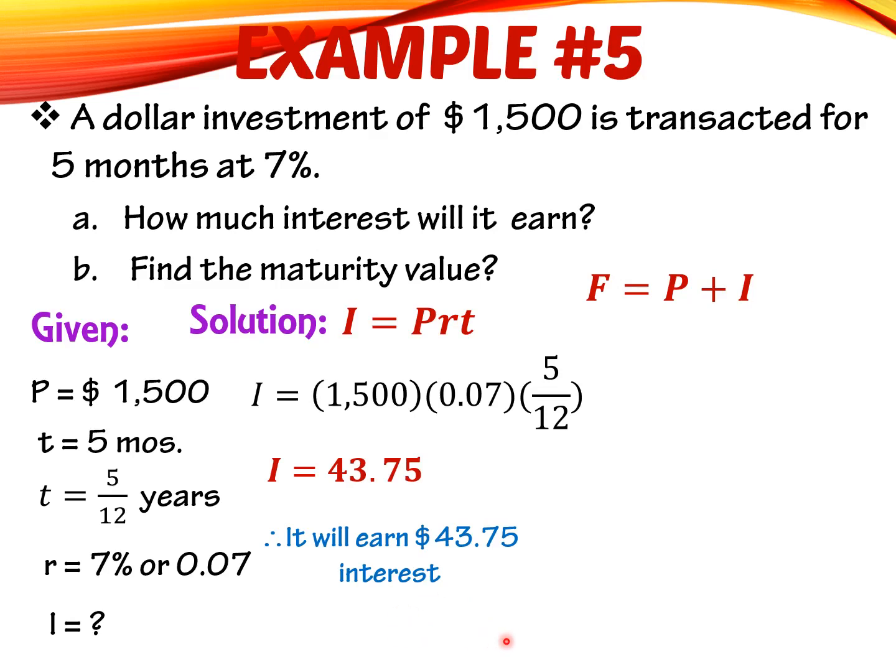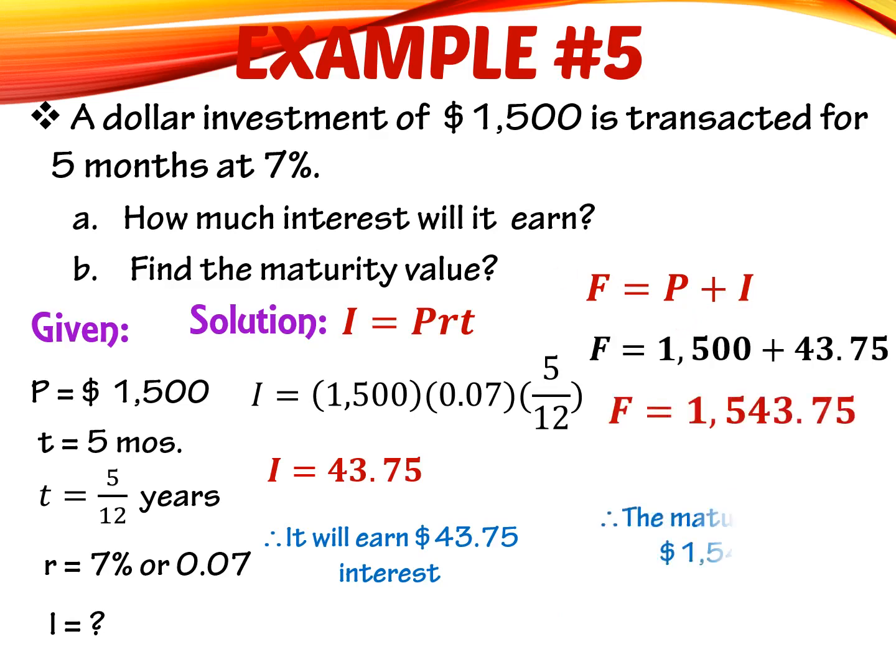Okay, do not forget to write the indicated currency, whether it is in Philippine peso or in US dollar. Now, for letter B, you are asked to find the maturity value. So, all you have to do is simply add the principal amount and the interest. So, therefore, $1,500 plus 43.75, your future value will be $1,543.75 US dollar. So, yun na yung magiging pera nyo after 5 months at 7% interest.